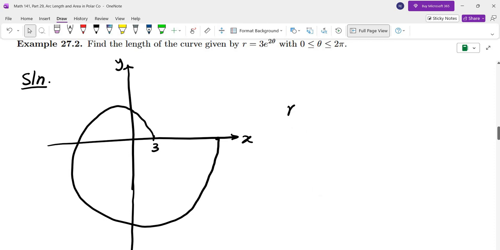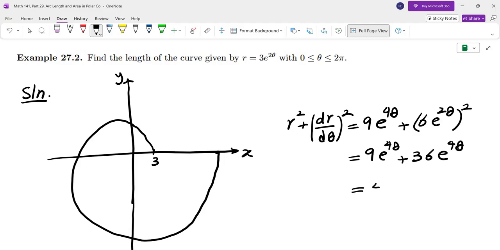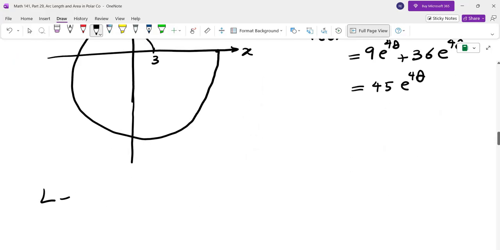Now we'll have to evaluate r squared plus dr d theta squared and then integrate that. So r squared is 9 e to the 4 theta, dr d theta is 6 e to the 2 theta, and then we'll have to square that. So that becomes 9 e to the 4 theta plus 36 e to the 4 theta. Adding these, we get 45 e to the 4 theta. So the arc length is going to be the integral from 0 to 2 pi square root of 45 e to the 4 theta d theta.